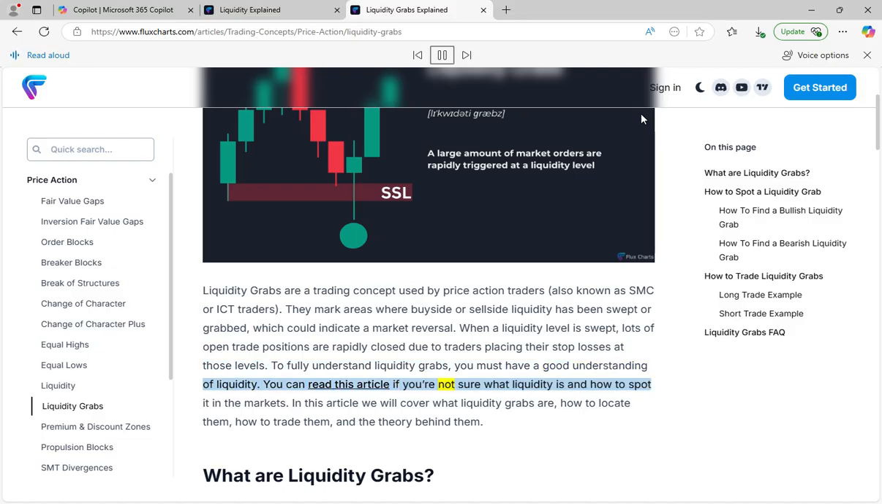You can read this article if you're not sure what liquidity is and how to spot it in the markets. In this article, we will cover what liquidity grabs are, how to locate them, how to trade them, and the theory behind them.